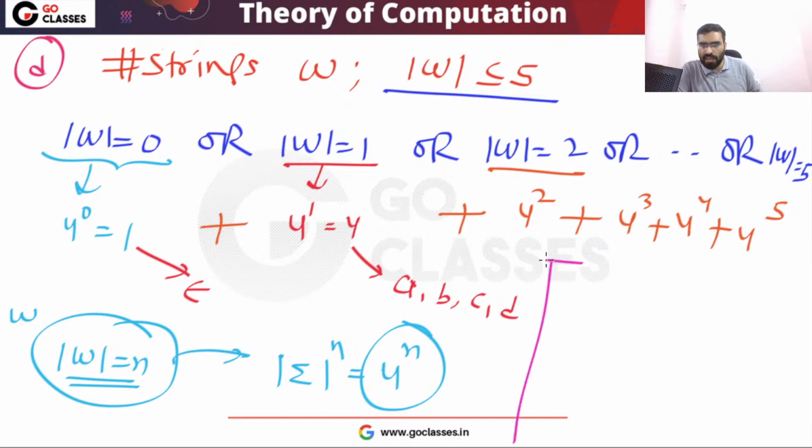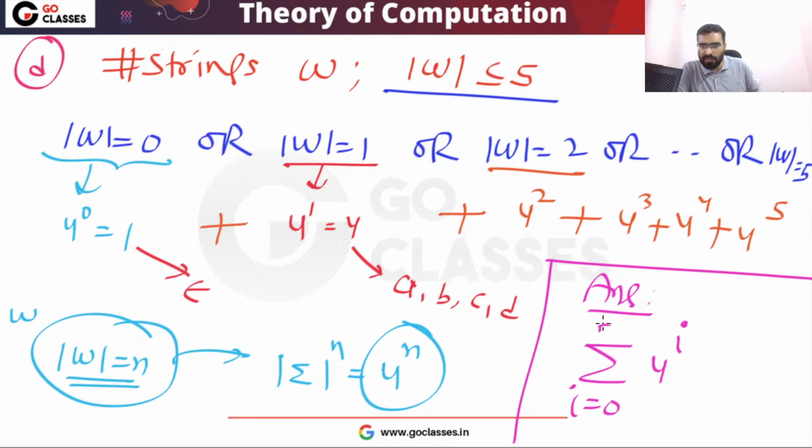Okay. So your final answer, what will be the answer? Answer will be summation of 4 power I, where I is going from 0 to 5. Okay. This will be your answer. Is this clear to everyone? So the answer will be this, summation of 4 power I, where I is going from 0 to 5. Okay, so quite simple this question.